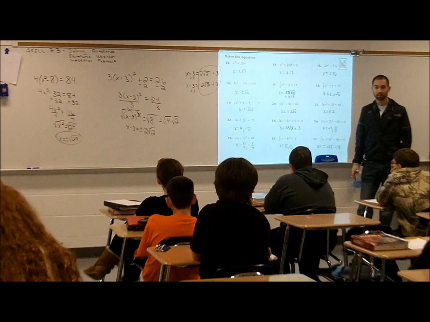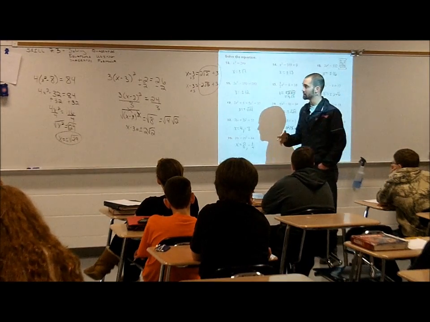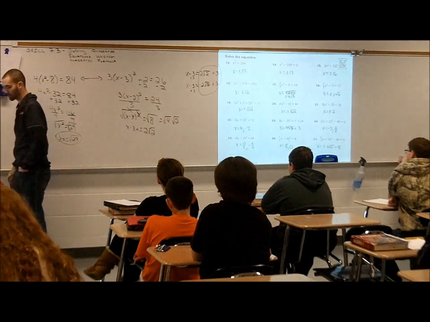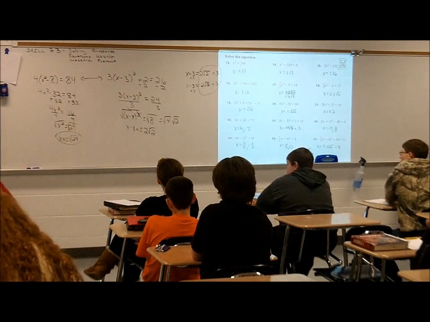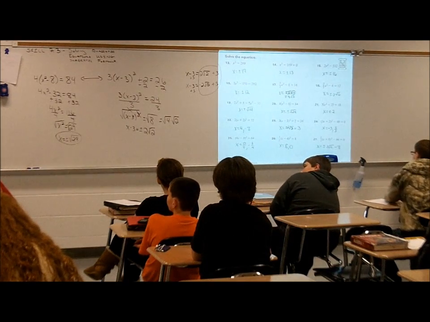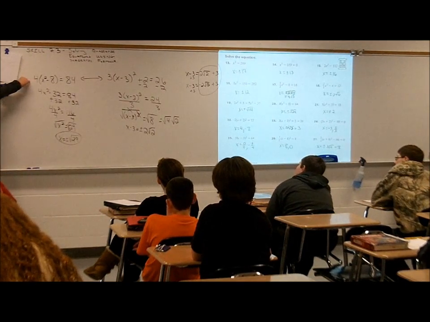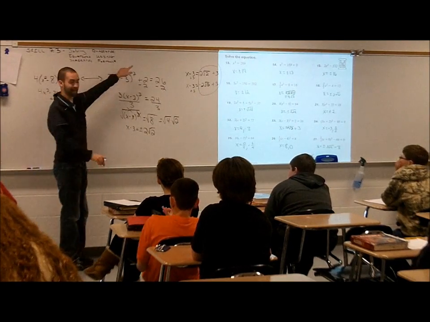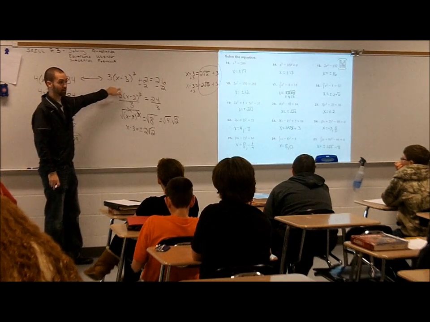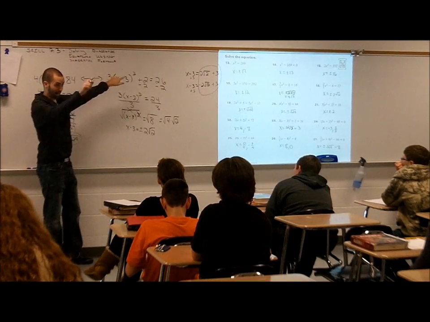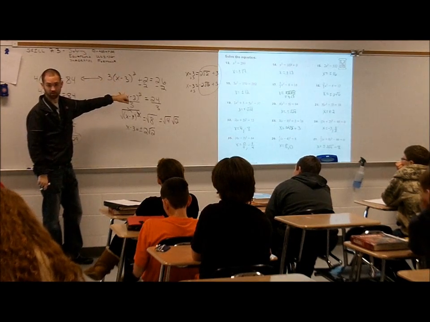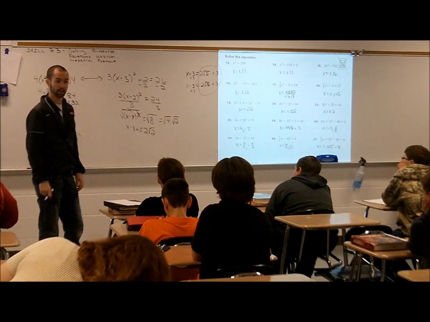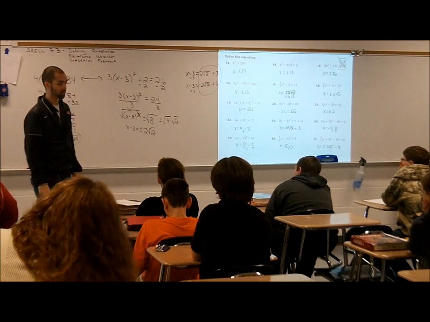Questions on that? So, what was the difference between these two problems? One was a lot easier. One we could distribute, the other one we couldn't. Why could we distribute on this one? There was no exponent on the outside. But when there's an exponent on the outside, we have to isolate the parentheses using inverse operations. Isolate the parentheses using inverse operations. Okay? Does that make sense?